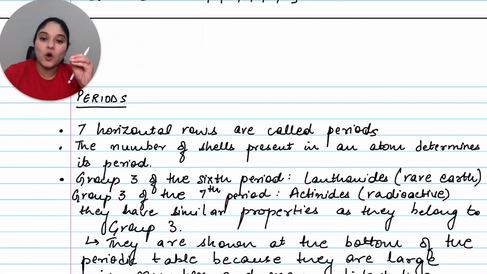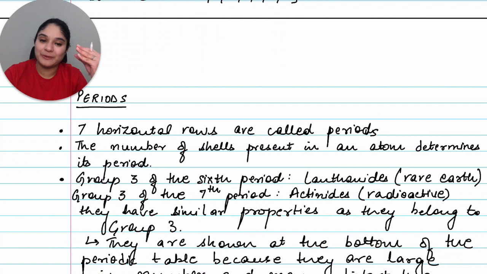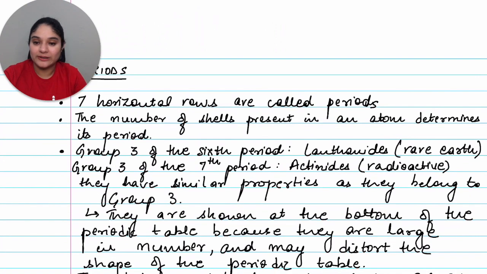So 7 horizontal rows are called periods. We are talking about horizontal rows. The number of shells present in an atom determines its period. So when you have the number of shells, they will tell you which period that particular element belongs to. I'll give you an example. I'll come back to the table. For now, let's move ahead.